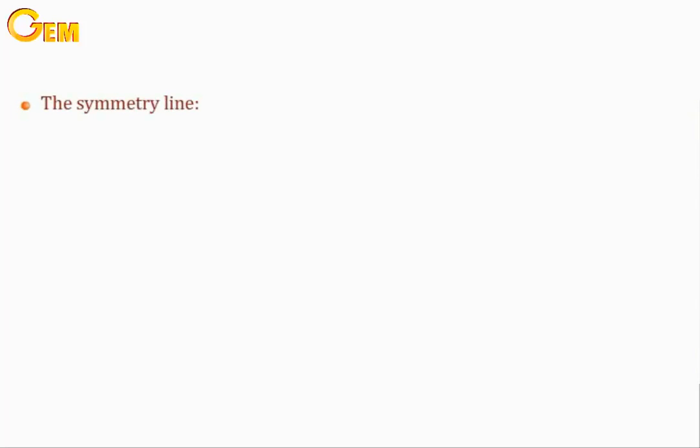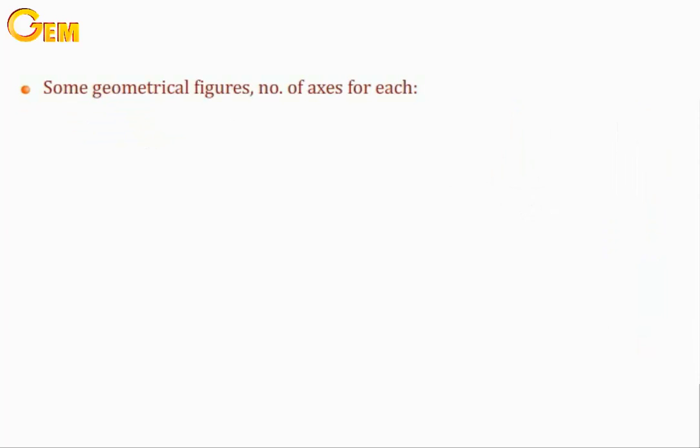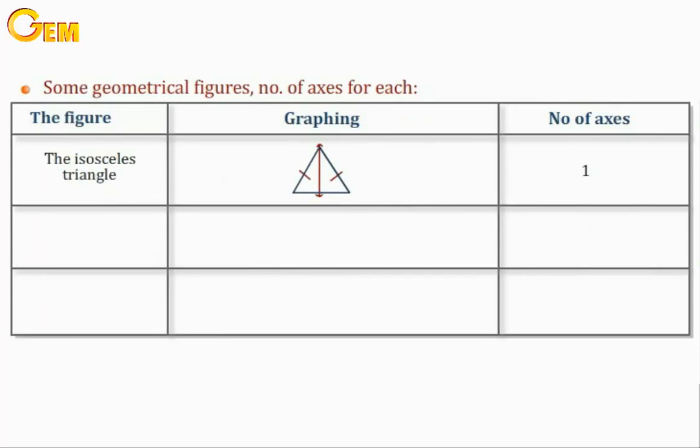The symmetrical line is any line that divides the shape into two identical parts. Some geometrical figures and the number of axes of symmetry for each. The figure: the isosceles triangle. Graphing the figure is as shown. Number of axes is 1.